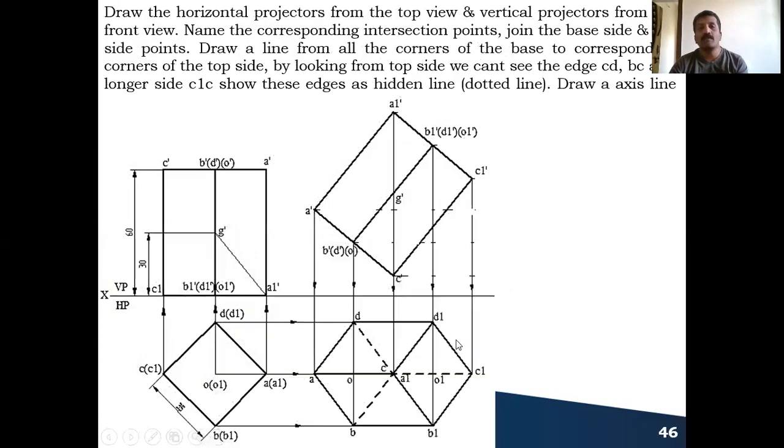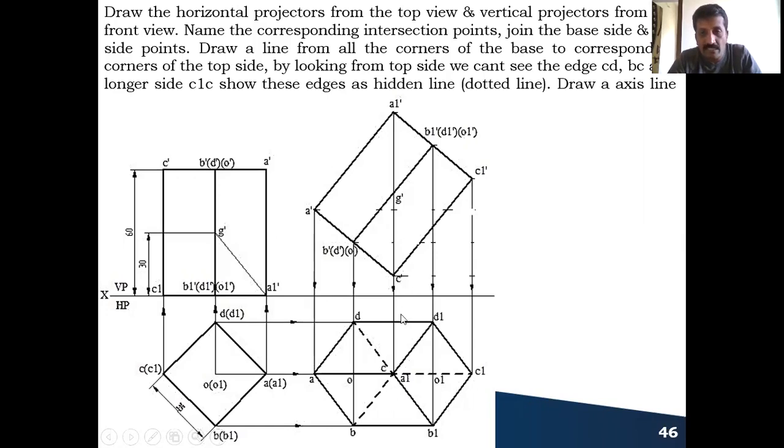Next, how to draw the top view for this? The top view, as usual, you keep on drawing the vertical projectors from all these points one by one, and draw the horizontal projectors also from the previous top view. Coincide the points. So A is here, A dash is here, this is A. B is here, B dash is here, this is B. C is here, C dash is here, this is C. D is here, D dash is here, this is D.